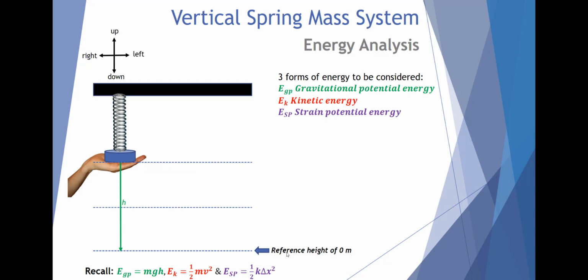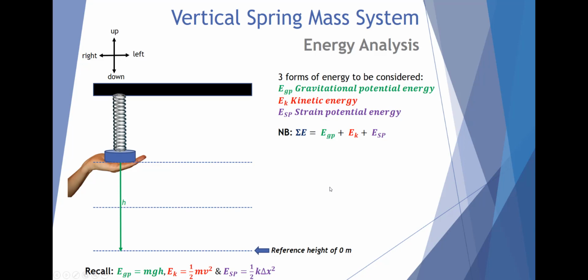Of course, I forgot to mention, our reference height is very important. We need to choose a reference position from which to calculate our gravitational potential energy. And for these type of problems, it's easiest and most convenient to choose the reference height at the lowest point in the oscillating system.